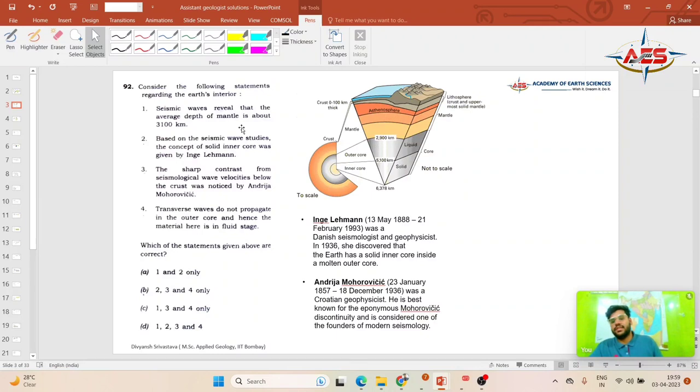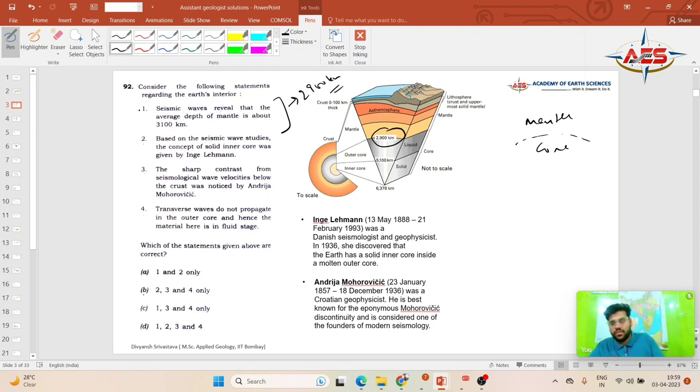So the first option is the correct answer. Now we'll see question 92. Consider the following statements regarding the Earth's interior. The first statement is, seismic waves reveal that the average depth of the mantle is about 1300 km. As we know, the average depth of the mantle is about 2900 km, which is the mantle and core boundary, or we also call it the Gutenberg discontinuity. You can also see in this diagram, 2900 kilometer is mentioned.